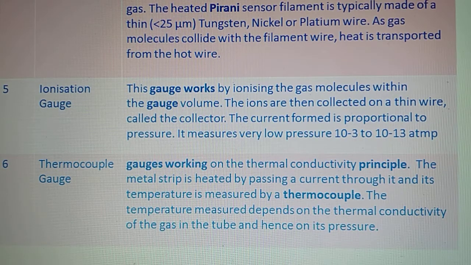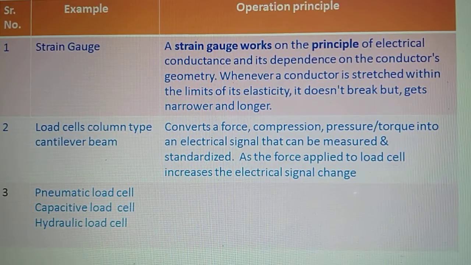The temperature measured depends on the thermal conductivity of the gas in the tube and hence on its pressure. So let's go for the next one.